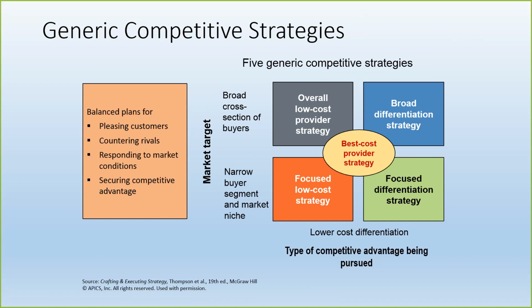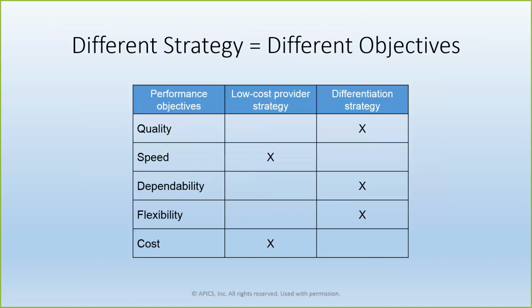When we look at the different strategies, if we're looking at a low-cost provider strategy, then the performance objectives that we're going to align with that in order to achieve it are going to be speed and cost. If we're differentiating ourselves, well, then we are making ourselves more flexible. We're working on being more dependable. We're focusing on quality and higher levels of quality specification. That being said, it makes it harder for us to compete when it comes to speed and definitely cost.